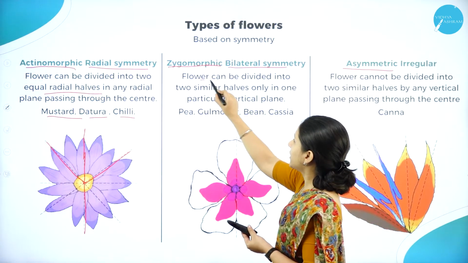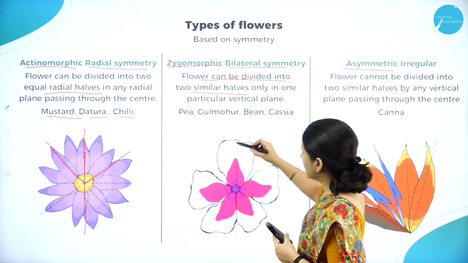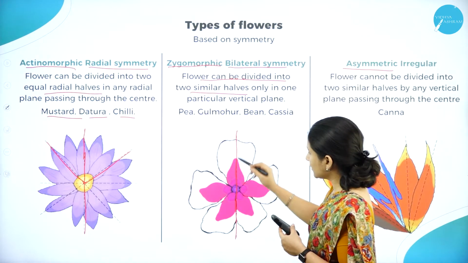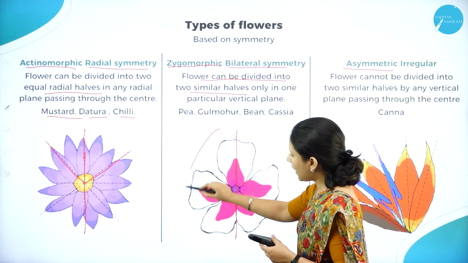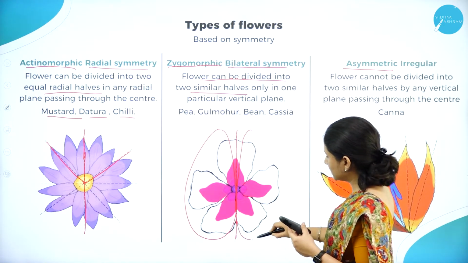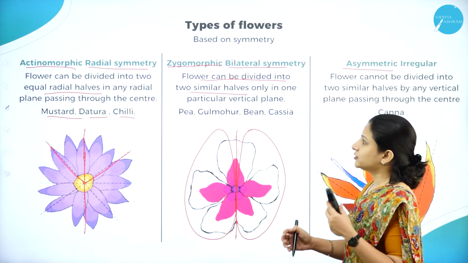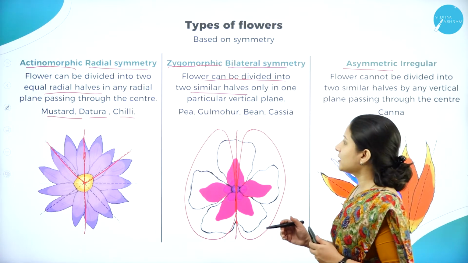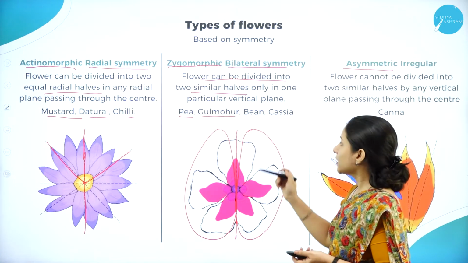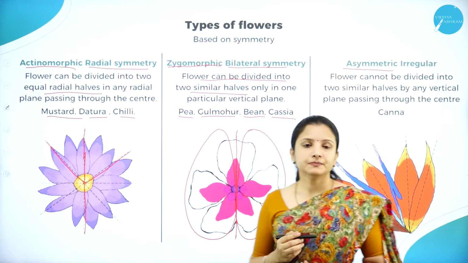So flowers, they can be divided into two similar halves in one vertical plane. So I am drawing one vertical line here. And after drawing this line, if we observe, one half of the flower will look exactly the mirror image or exactly the same copy or exactly similar to the other half. So therefore, it is called as zygomorphic flowers. The best example is pea, gulmohar flower, then flowers of the bee plant, and cassia flowers.